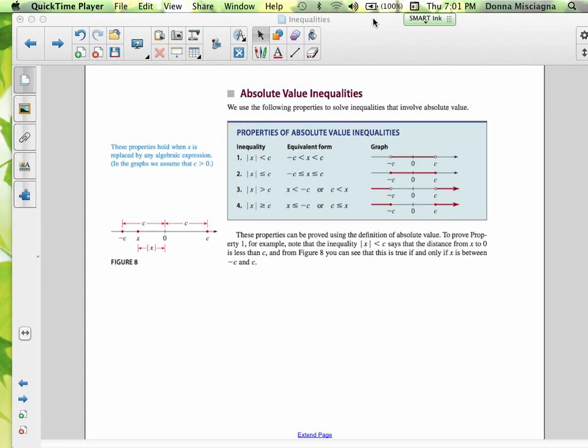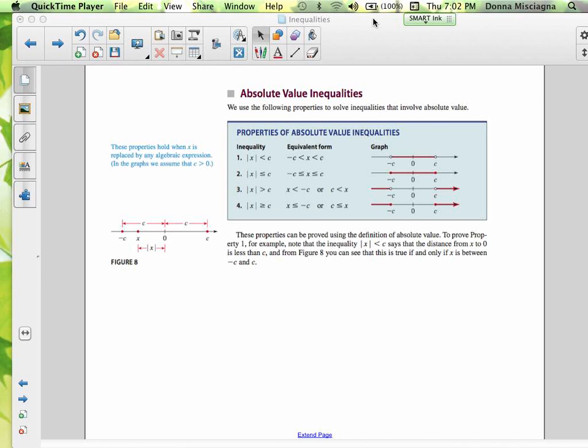The absolute value of x is less than or equal to c is solved almost the exact same way, except the endpoints are included, because we can also be equal to c or negative c. Right? So we can be no more than, and including, c away from 0 in both the positive and negative directions.